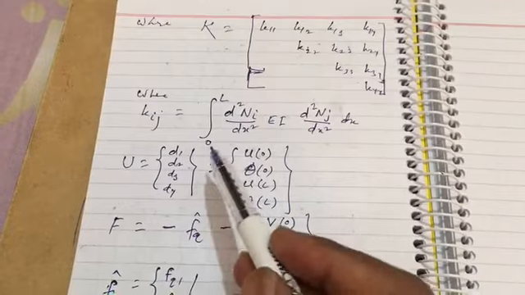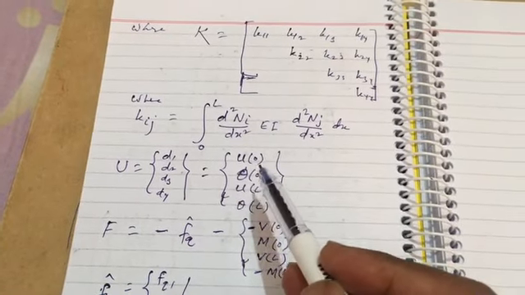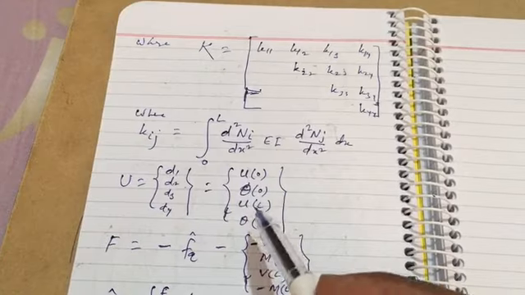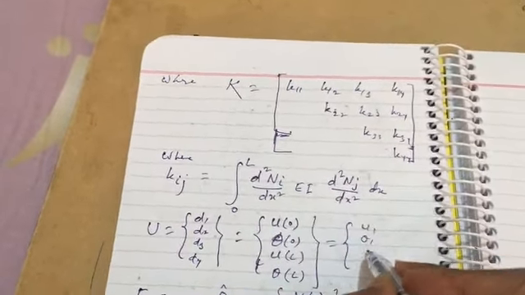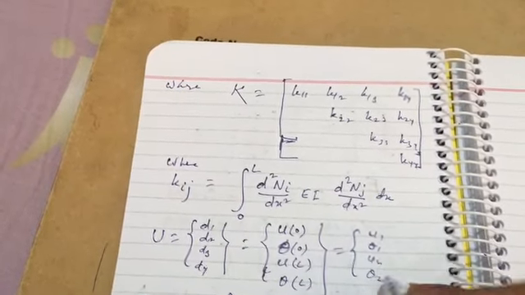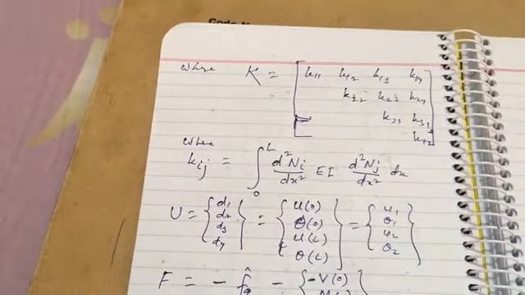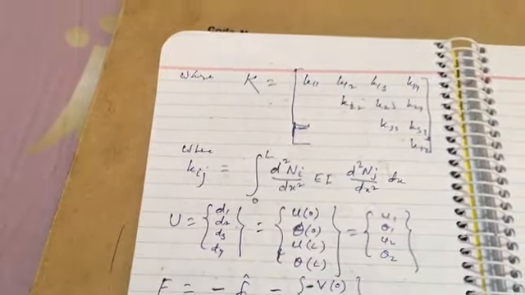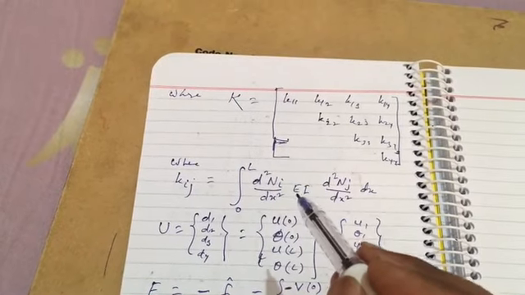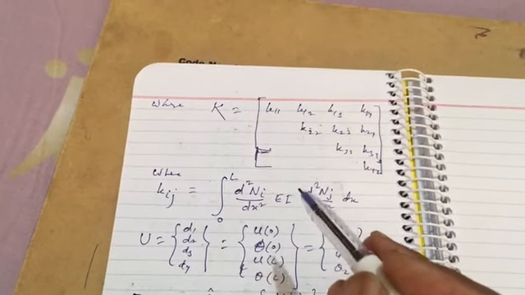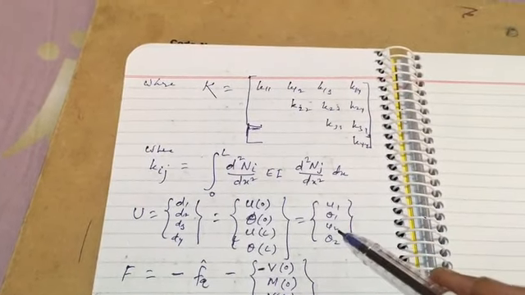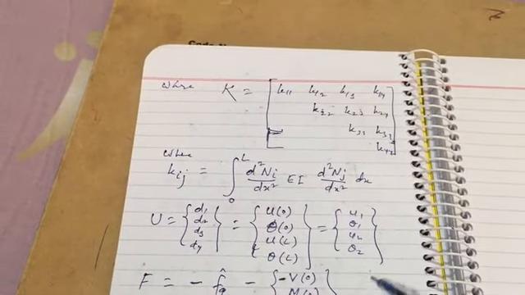And U has d1, d2, d3, d4, which is actually u1 theta 1, u2 theta 2. So you can also write like this, u1 theta 1, u2 theta 2. That's also we can write. If the beam has 2 points 1 and 2, so u1 is the vertical deflection at node 1 and theta 1 is the slope of the beam at node 1. Similarly, u2 and theta 2. So you can also write like this one.